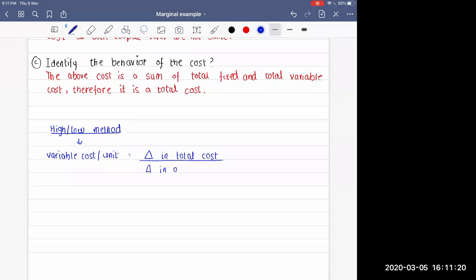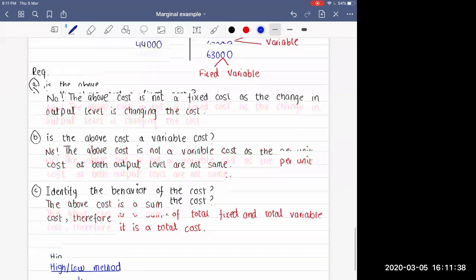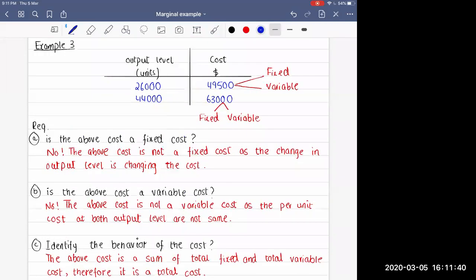ये ट्राइंगल क्या है सर? ये ट्राइंगल चेंज रिप्रेजेंट करता है बेटा, डिवाइडेड बाय चेंज इन आउटपुट लेवल। तो वेरिएबल कॉस्ट पर यूनिट इज चेंज इन टोटल कॉस्ट डिवाइडेड बाय चेंज इन आउटपुट लेवल। सो इफ यू गो एंड सी कि हमारे पास दो डिफरेंट आउटपुट लेवल पर 49,500 एंड 63,000 का अगर हम चेंज कैलकुलेट करें तो व्हाट इज द चेंज बिटवीन 63,000 एंड 49,500?